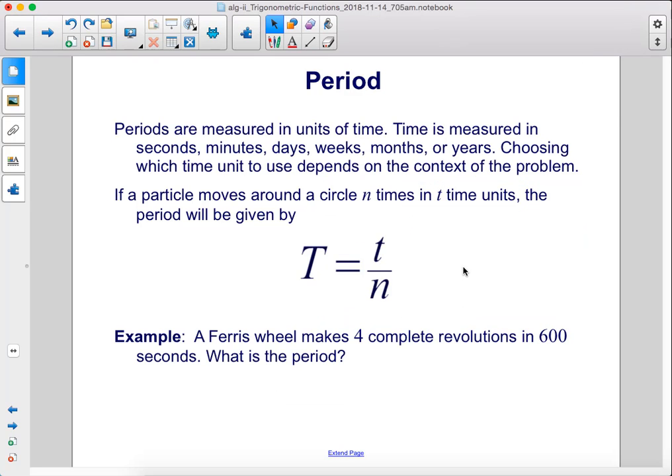Periods are measured in units of time. Time is measured in seconds, minutes, days, weeks, months, or years. Choosing which time unit to use depends on the context of the problem.